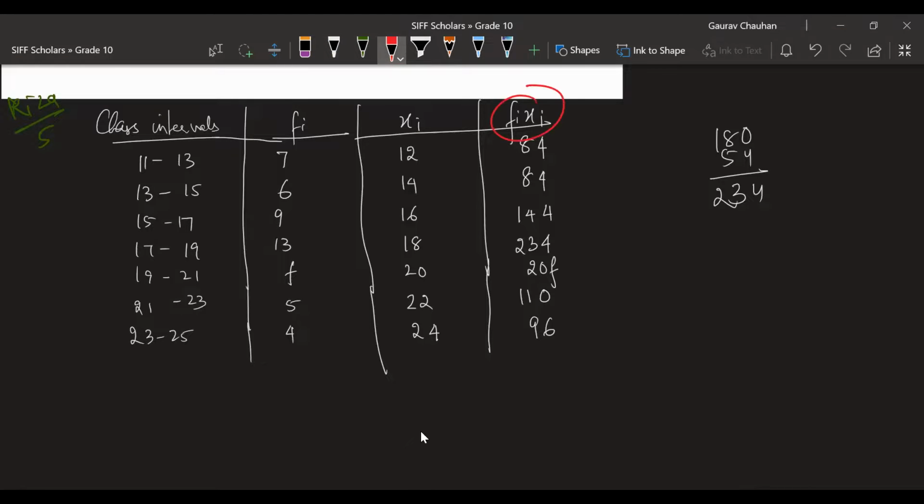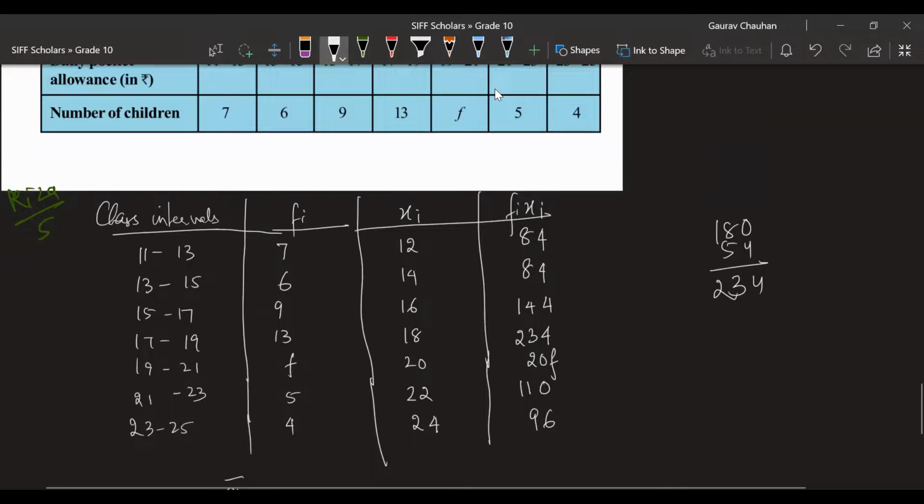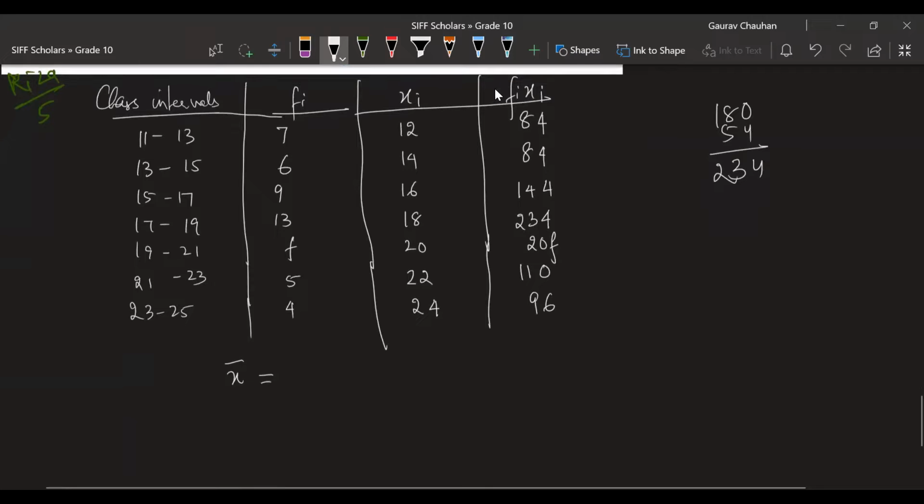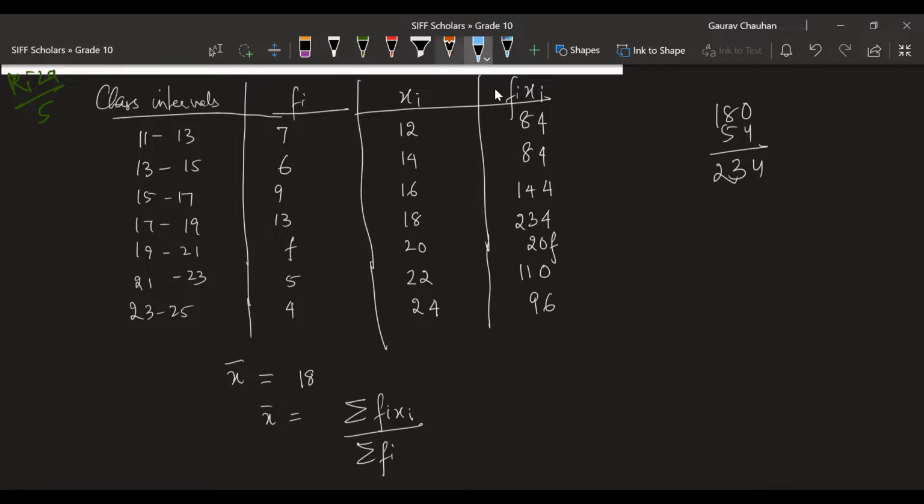Yeah, so we have fi xi, we have fi. We also have x bar, we have mean equal to how much? Mean is 18, mean pocket allowance is 18. Okay, we already have this. Now x bar is equal to, by direct method formula, sigma fi xi by sigma fi. So what am I going to do now? I'm going to find sigma fi xi and I'm going to find sigma fi. Okay, sigma fi is how much?